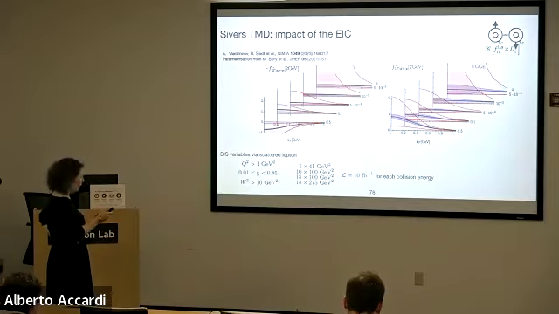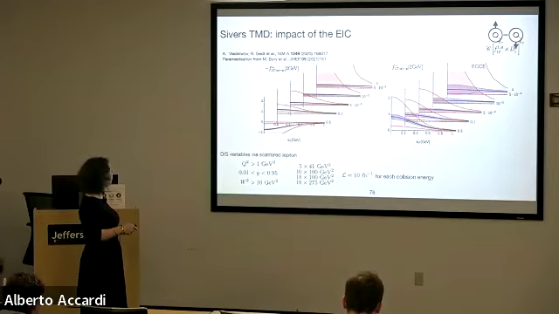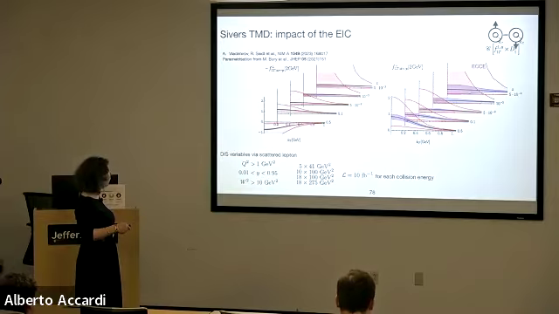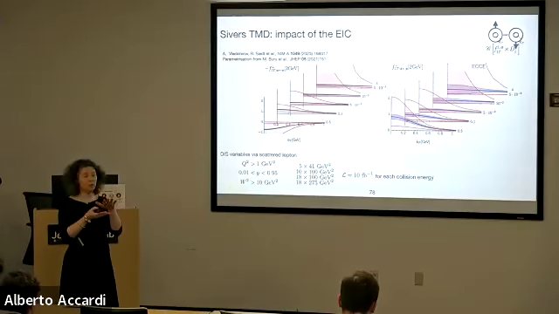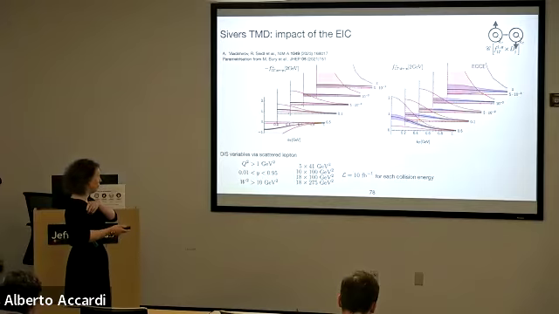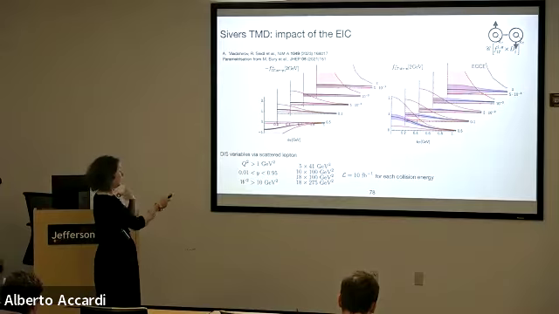And here you see the impact of the EIC for the determination of the Sivers distribution function. This is for u quarks in a proton, and this is for d quarks. The x-axis is the transverse momentum of the struck quark, and the different panels are different ranges in x. The orange is the current uncertainty that we have for the Sivers distribution, and the gray is the uncertainty we expect when we will have the EIC. So you really see a huge improvement for the determination of this transverse-momentum-dependent distribution function.